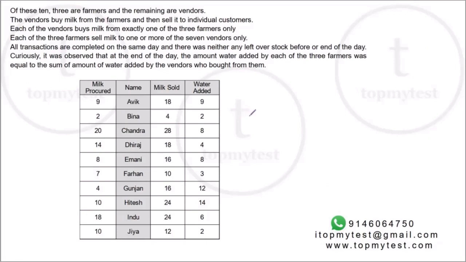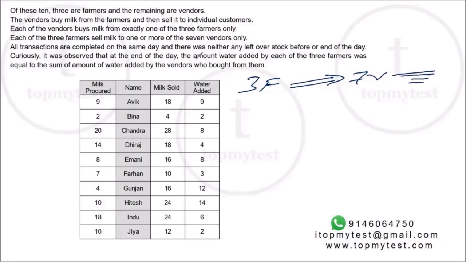Okay, so I have tabulated this data. For each of them, I know how much milk is sold and how much water is added. So we can figure out how much milk is procured. And as discussed, this may not be pure milk. This will be milk plus water also, if he is a vendor. Now we know there are 3 farmers and 7 vendors. All the milk is sold to the vendors, and these are sold to customers.